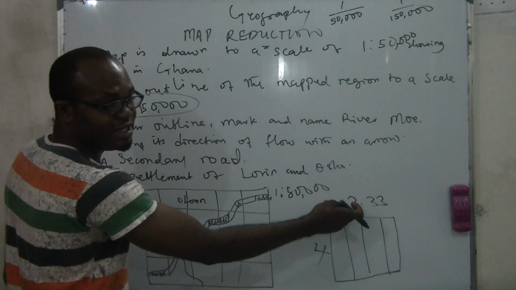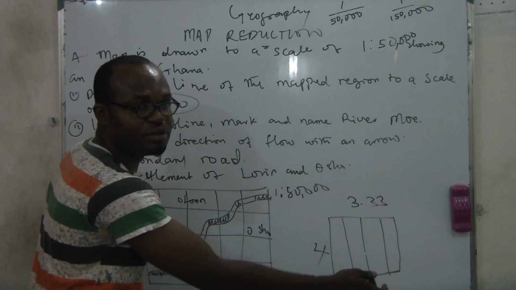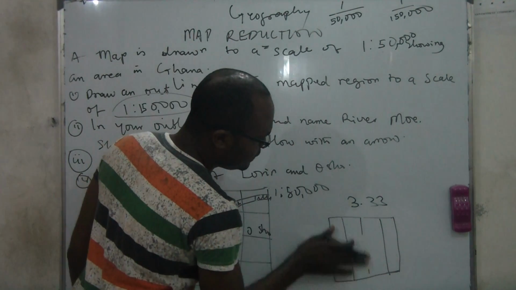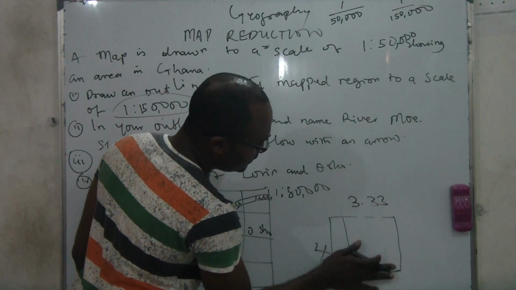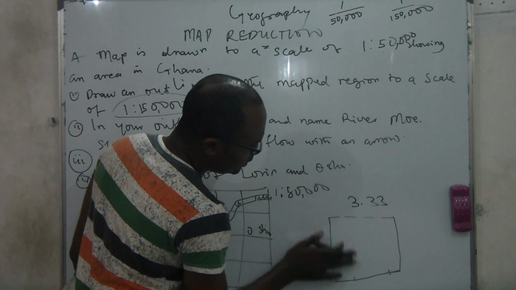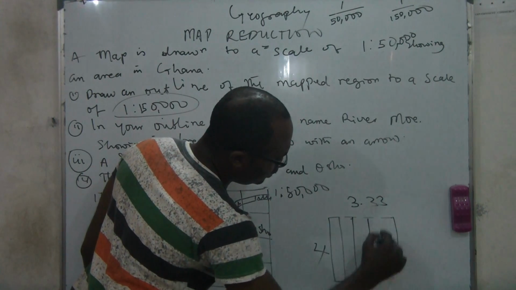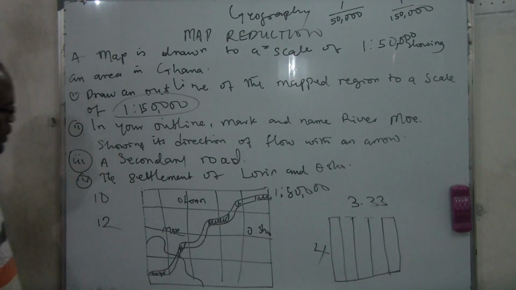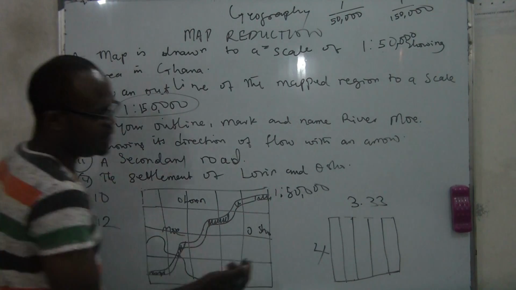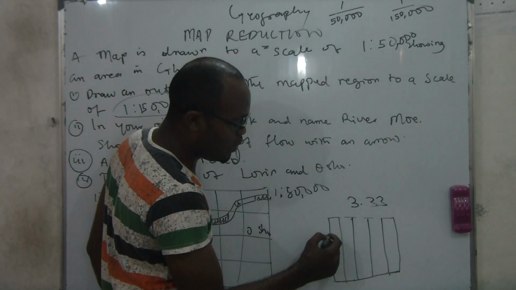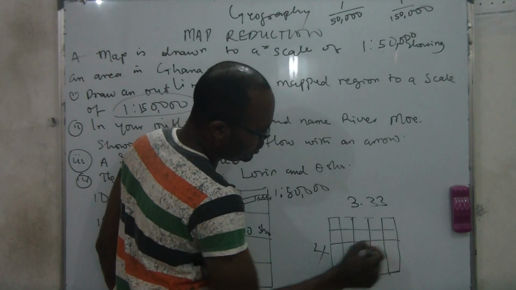You can do it by just dividing this one by the number of times you want. 1, 2, 3, 4, 5. Then this one, how many? 1, 2, 3, 4. So 4 divided by 4, you'll be measuring it, which is 1 cm.